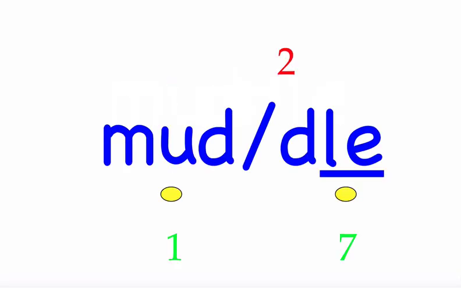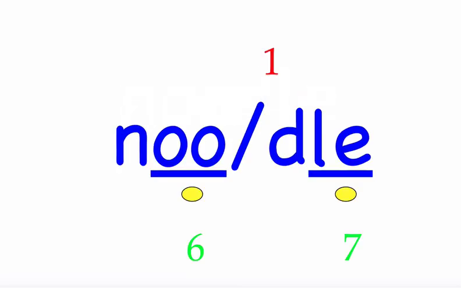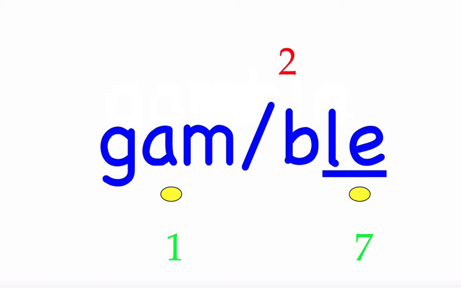Muddle. Noodle. There is one noodle in my soup. Noodle. New, two sounds. N, oo. Dull, two sounds. D, ul. Noodle, mark the word. Gamble. I do not gamble. Gamble. Gam, three sounds. G, a, m. Bull, two sounds. B, ul. Gamble.